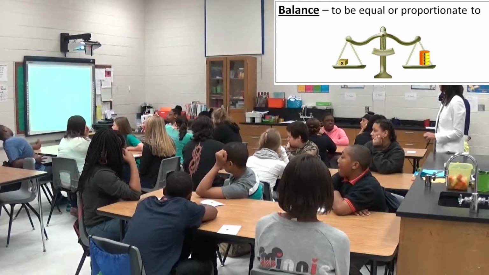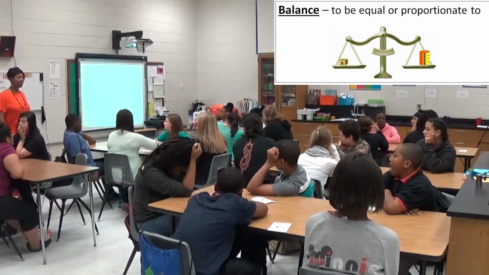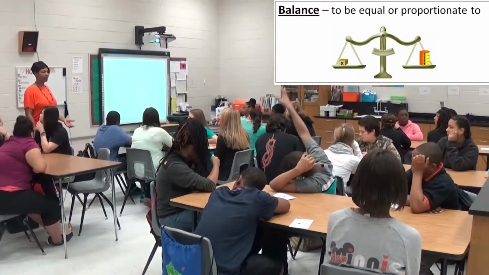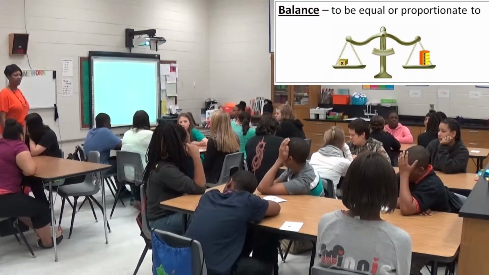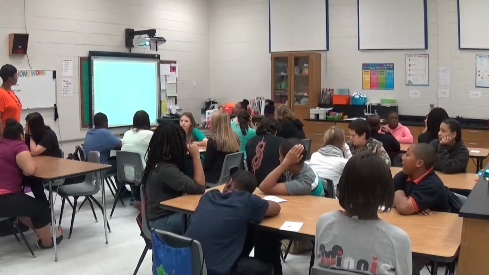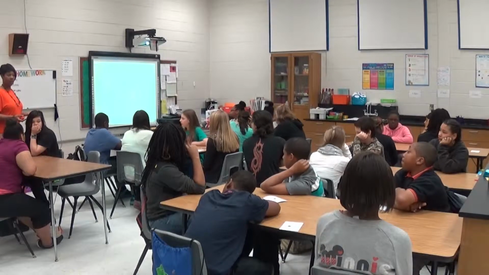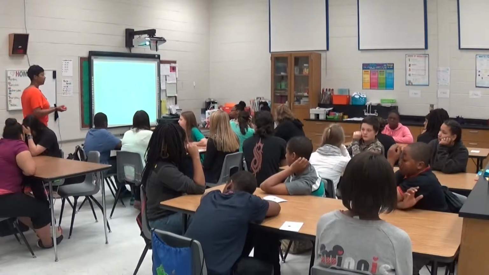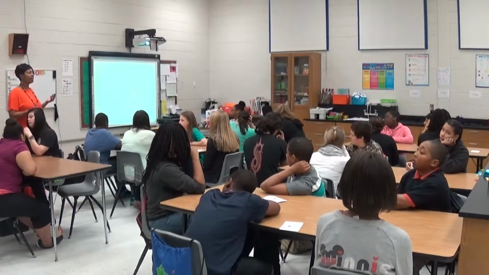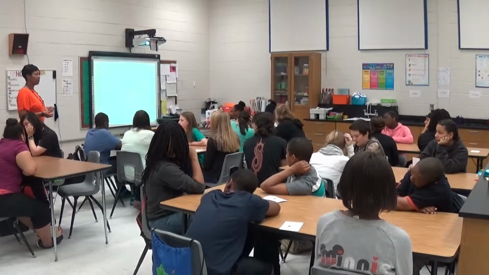Okay, the last word we're going to review is balance. Okay, when we talk about one-step equations, how does balance come into play? You can tell me how balance comes into play. Ajani? Something has to equal itself? Okay, so balance means that something has to be equal. And that's where the equal sign comes in from an equation. In one-step equations, we're trying to keep both sides balanced. And that's why there's a scale up there to show you that things need to be balanced.